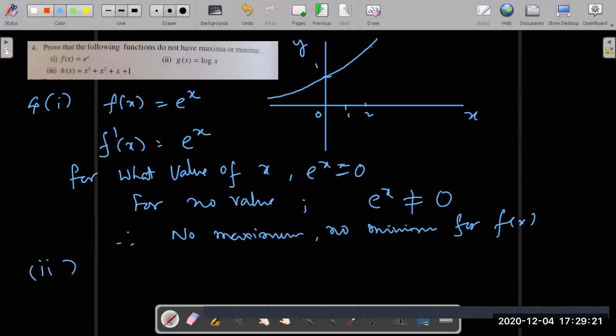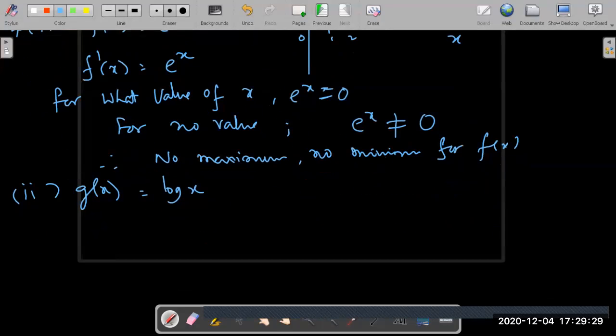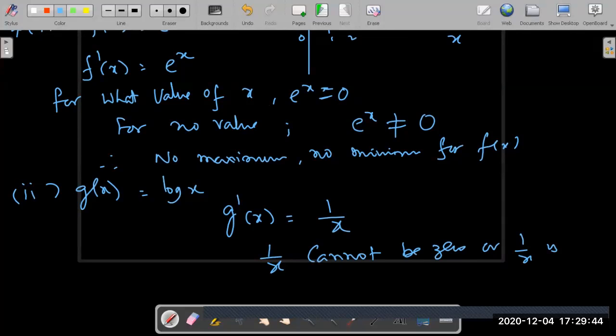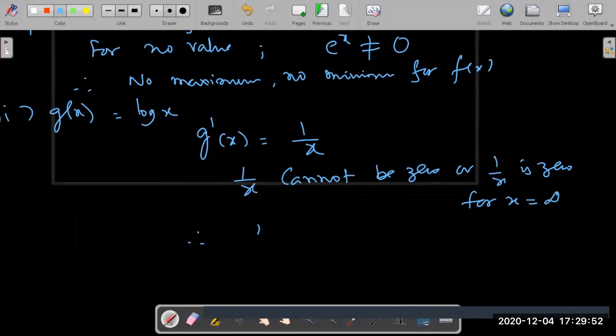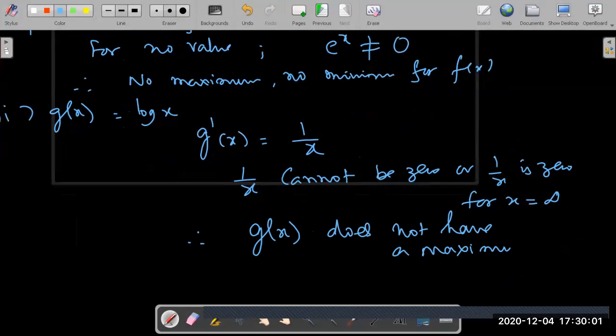The second question, g of x is log x. Very similar explanation. g dash x equals 1 by x. 1 by x is 0 only for x equal to infinity, and x equal to infinity doesn't exist. Therefore, g of x does not have a maximum or minimum.